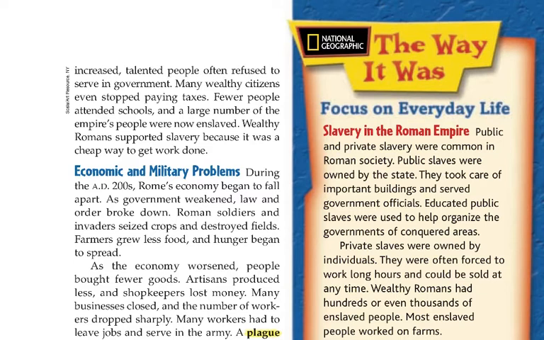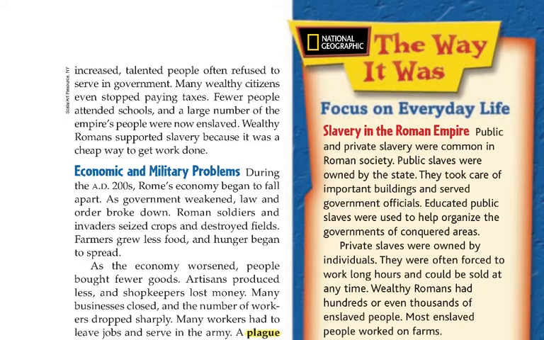Economic and military problems. During the AD 200s, Rome's economy began to fall apart. As government weakened, law and order broke down. Roman soldiers and invaders seized crops and destroyed fields. Farmers grew less food, and hunger began to spread.